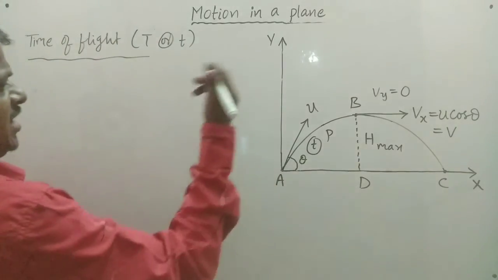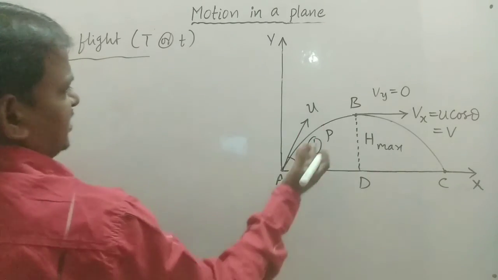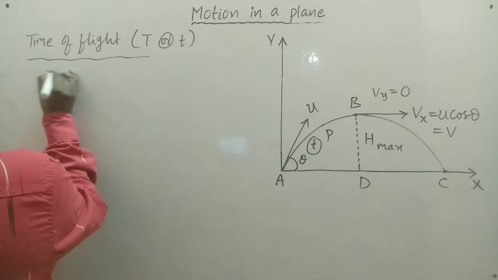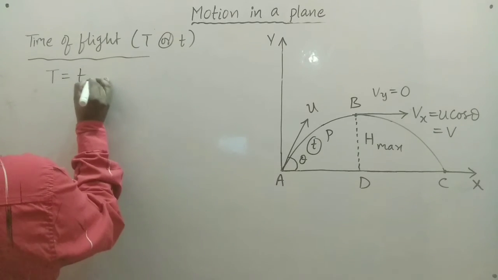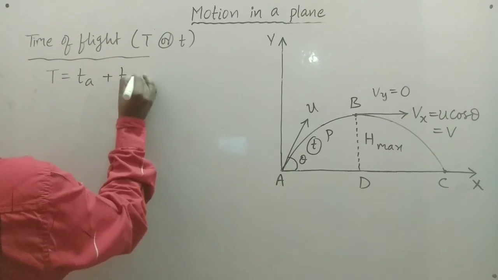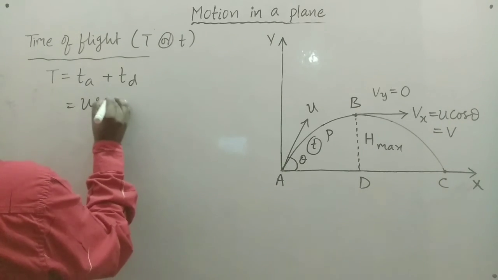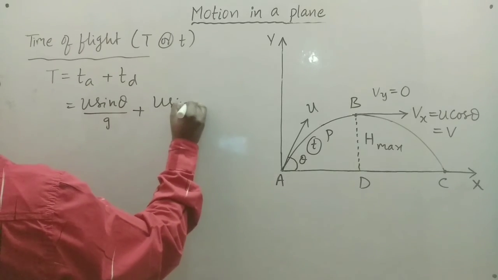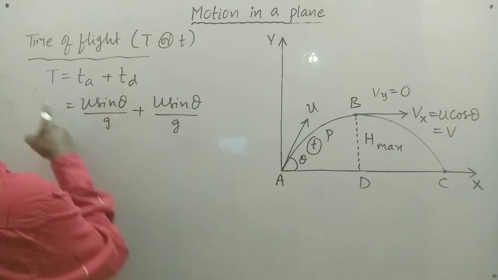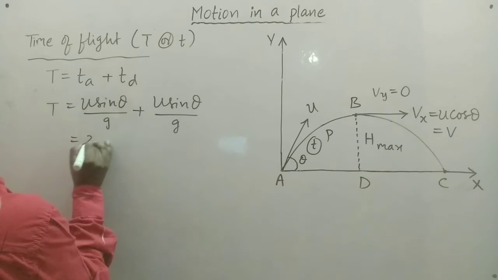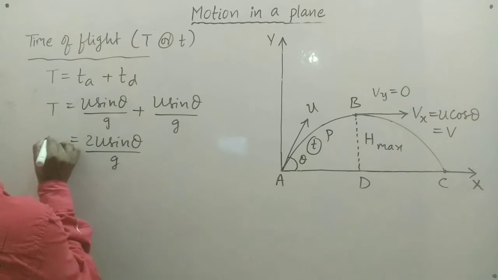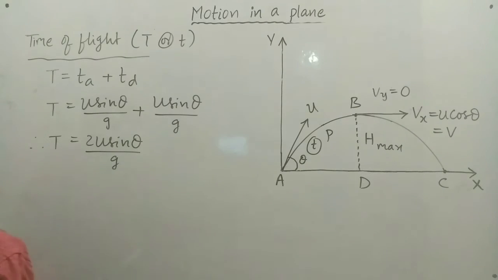The sum of the time of ascent and time of descent is called time of flight. Here T is equal to TA plus TD. It is u sin theta by g plus u sin theta by g. Then T is equal to 2u sin theta by g. So this is the formula for time of flight.